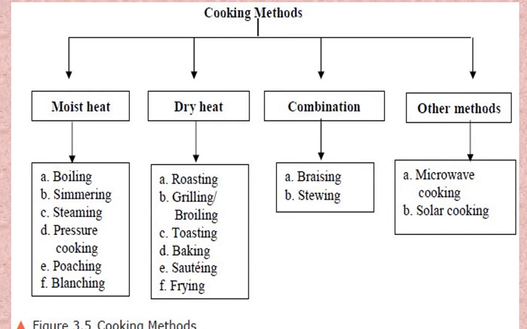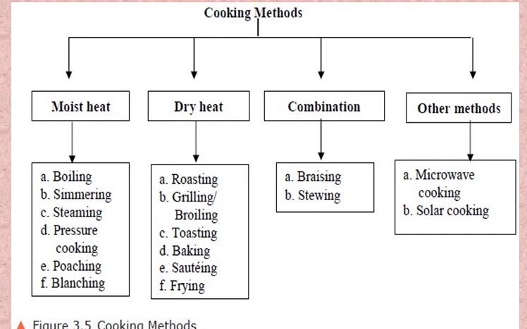Then we have combination methods: braising and stewing. Stewing is like simmering for longer amount of time and used for cuts of meat which are very tough, and braising is also used for cut of big sizes of meat so that it is cooked for longer time and it gets done from inside also.